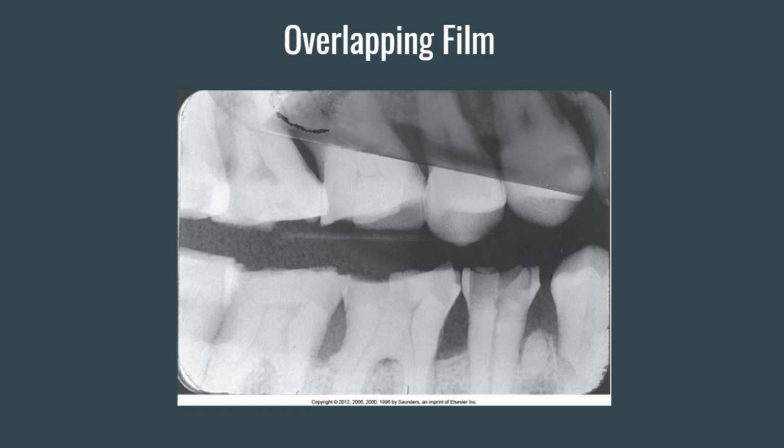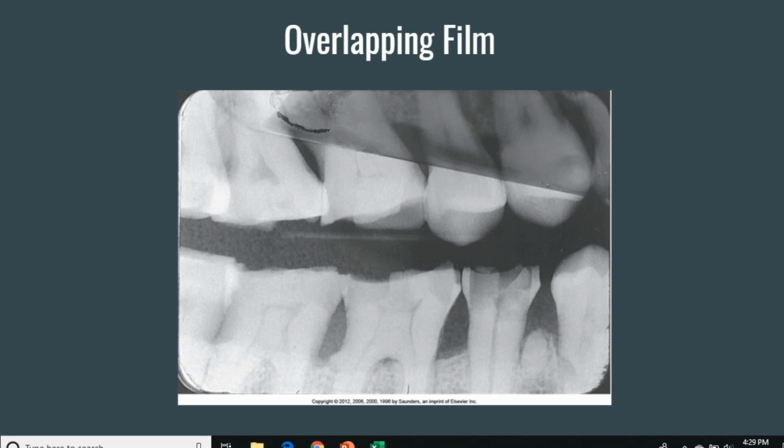This one's pretty simple. This is an overlapped film. And you'll see white or dark areas where the film is overlapped. So right where this line is being drawn, everything above it, that's another film. So while you were running them through the automatic processor or while they were being placed in the tank, they just kind of crisscross paths, and now we have some overlap.